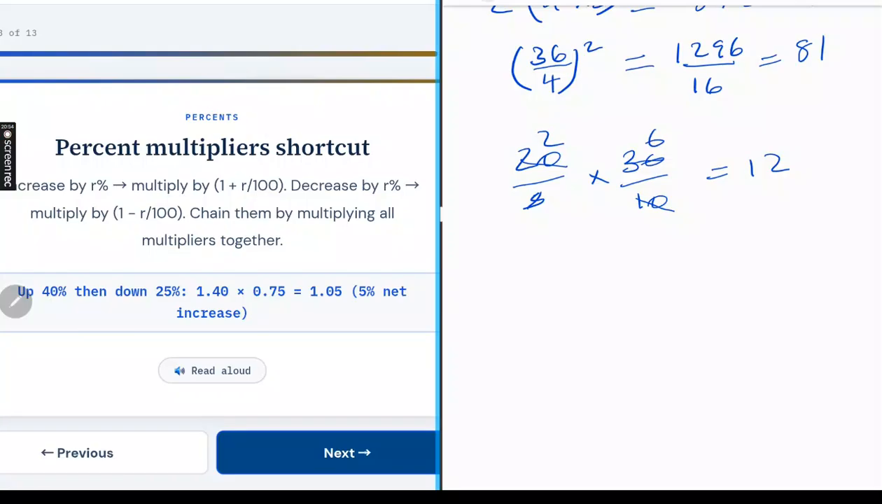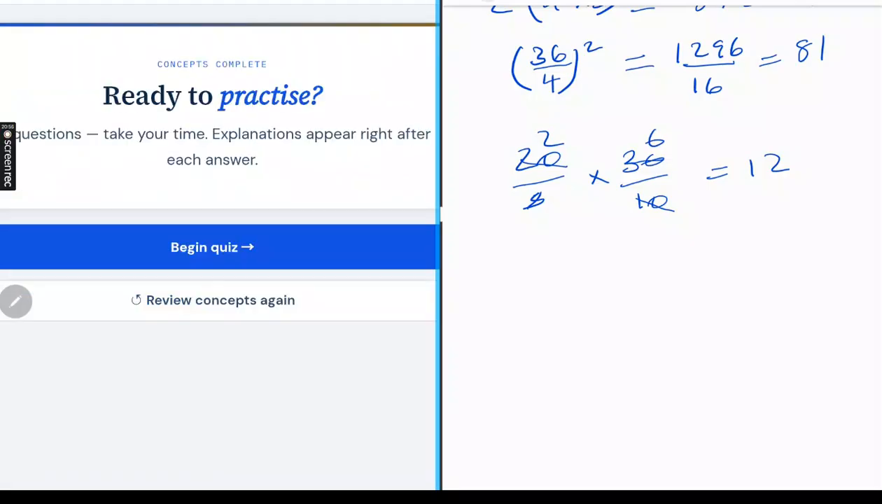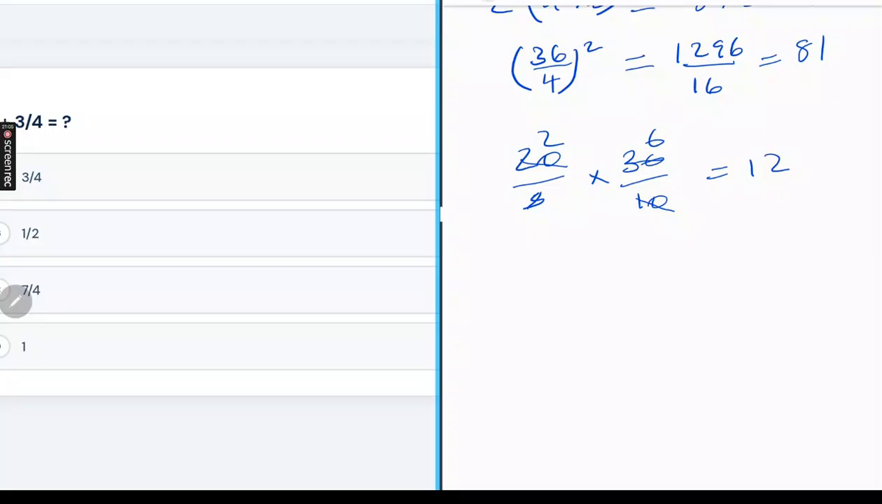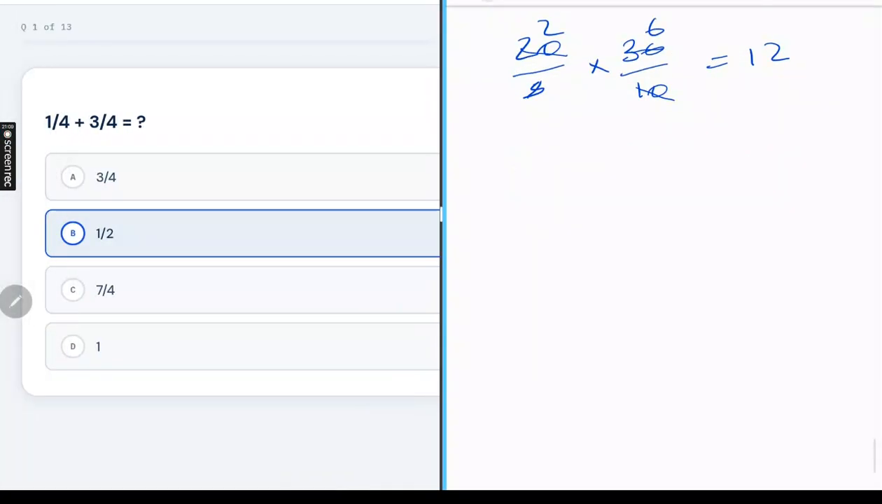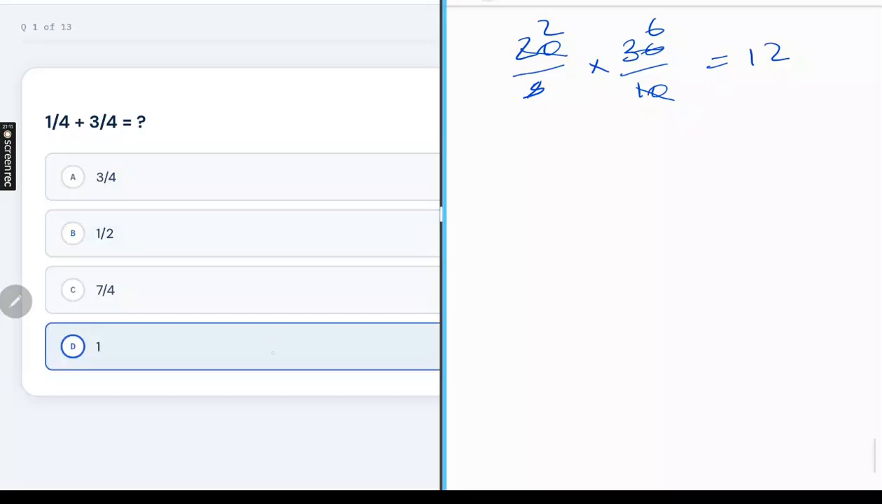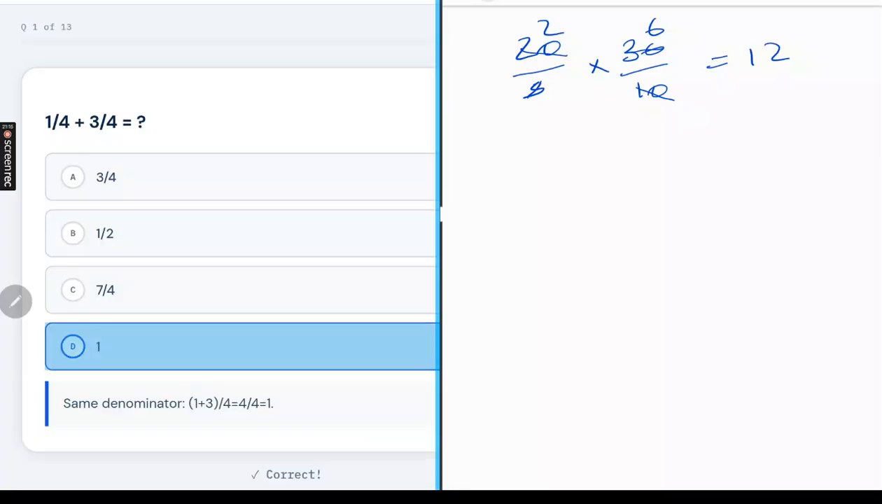I think that's all for now. If you like, we can start this practice. So let's quickly take the practice. We still have 4 minutes. One over 4 plus 3 over 4 is 1, right? The same denominator, you add.